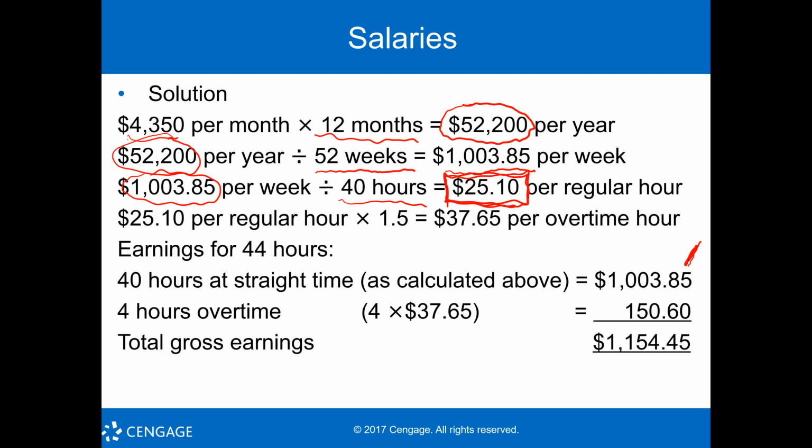25.1. Okay, and then overtime pay. You know, if we take the regular 25.10 times 1.5, our overtime pay is $37.65 per hour. So then we take 4 hours overtime times 37.65, that's 150. Added together, gross earnings 1154.45.